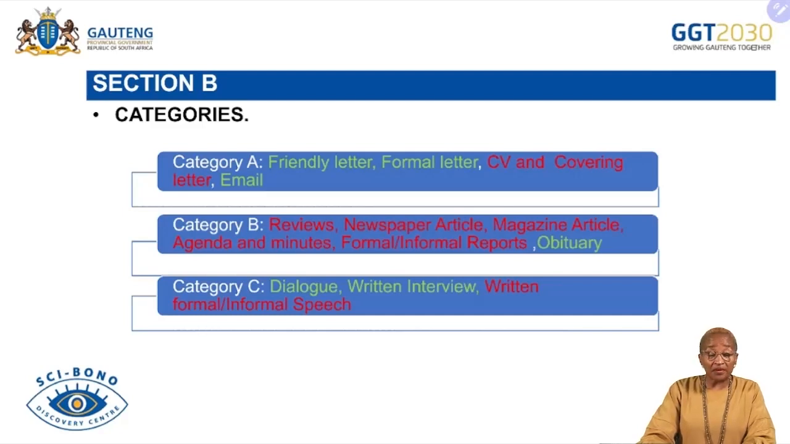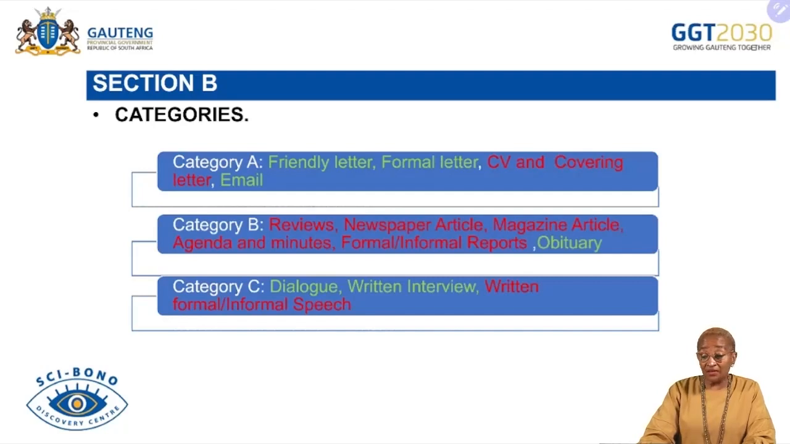In category B, we've got the following. We've got reviews, newspaper article, magazine article, agenda and minutes, formal or informal reports, as well as an obituary. Category C has the following: a dialogue or a written interview, as well as a written formal or informal speech.